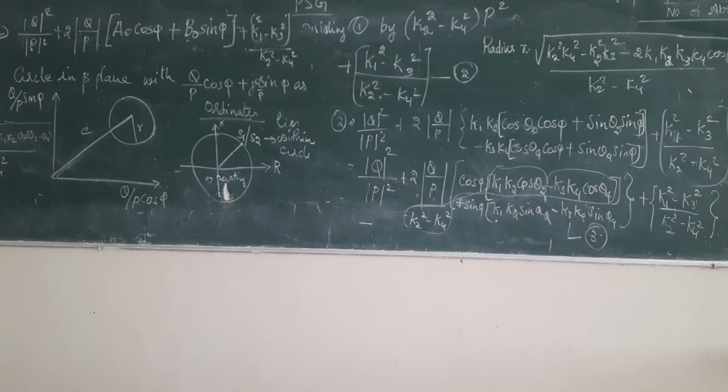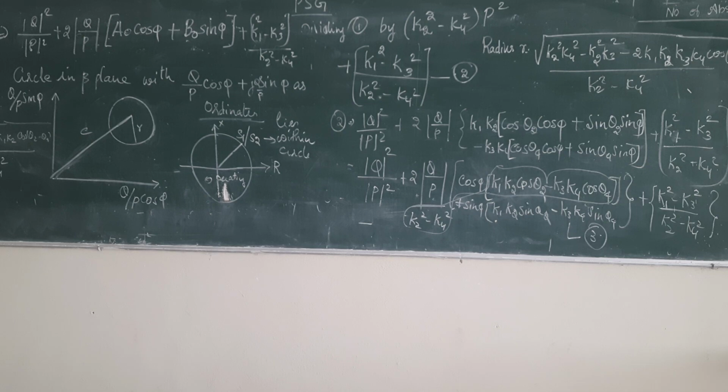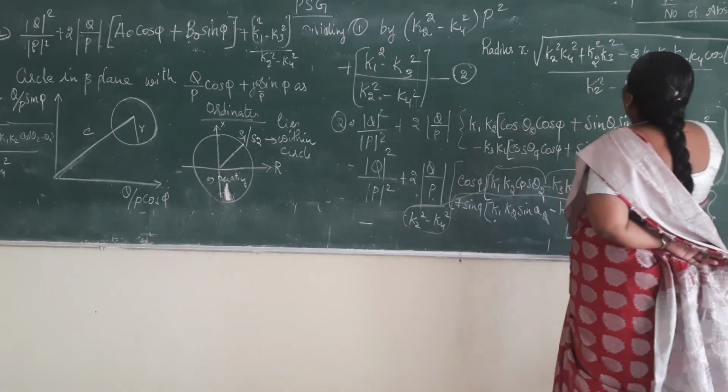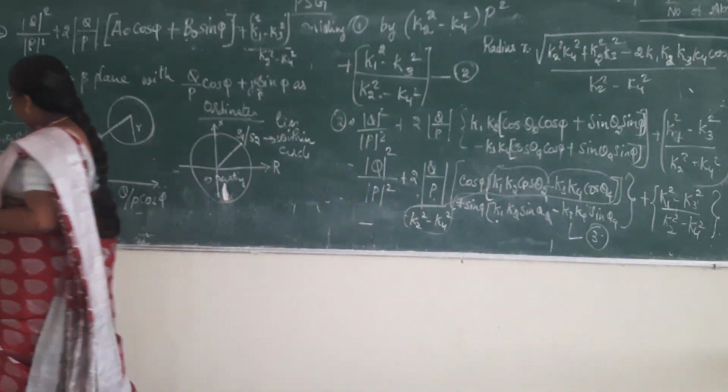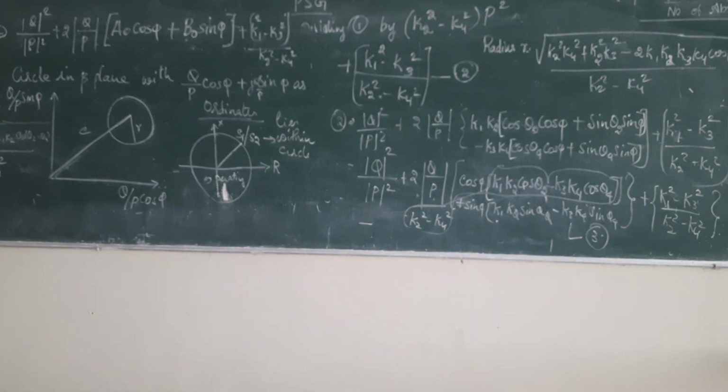I have drawn this circle. I think you can see that the circle is at a distance of C from the origin with radius r. So what are the values of the radius and C? Just take the values there. The radius r is equal to root of K2 squared K4 squared minus K2 squared K3 squared minus 2K1 K2 K3 K4 cos of theta 2 minus theta 4, that is K2 squared K4 squared plus K2 squared K3 squared minus 2K1 K2 K3 K4 cos of theta 2 minus theta 4 ... and for C, K1 squared K2 squared plus K3 squared K4 squared minus 2K1 K2 cos of theta 2 minus theta 4, divided by K2 squared minus K4 squared.